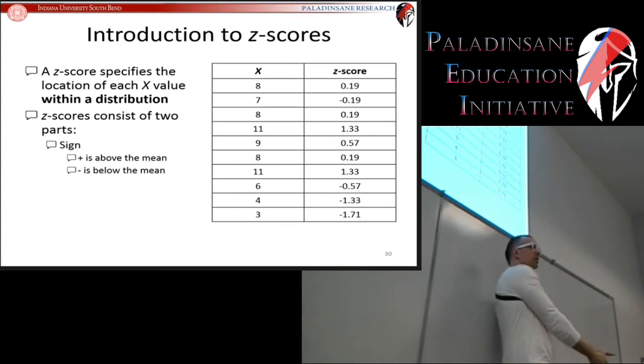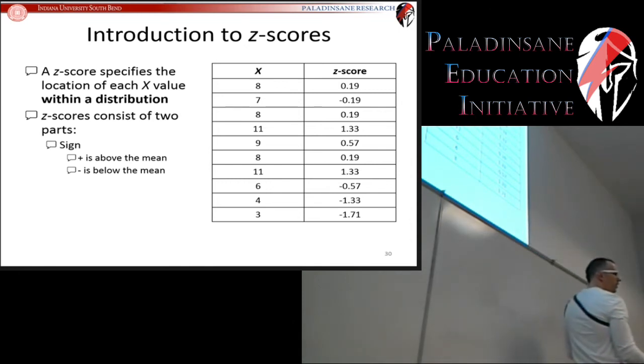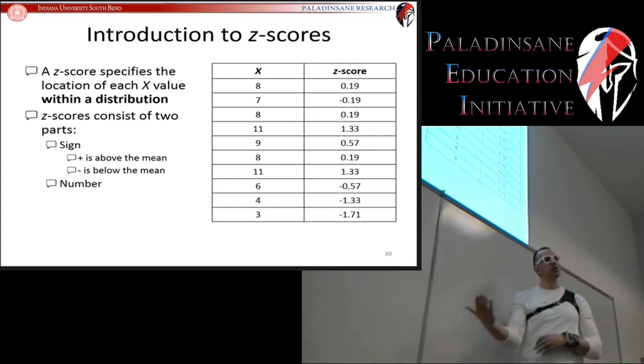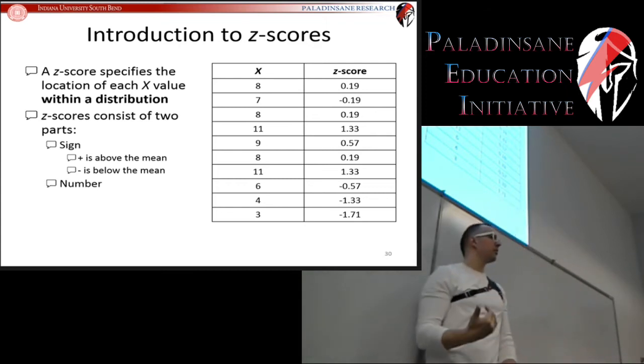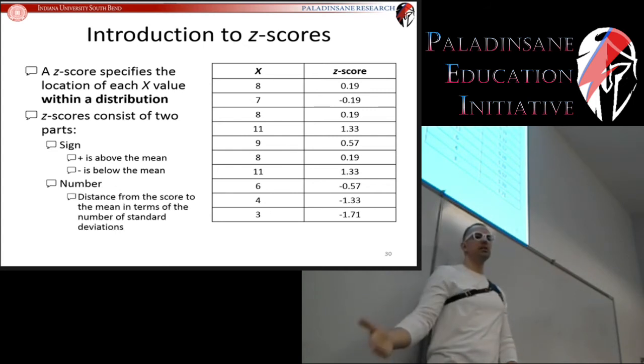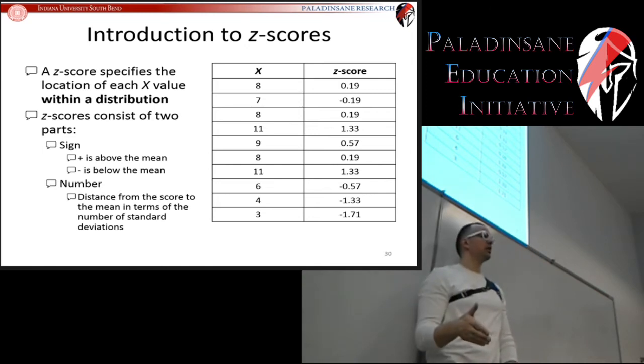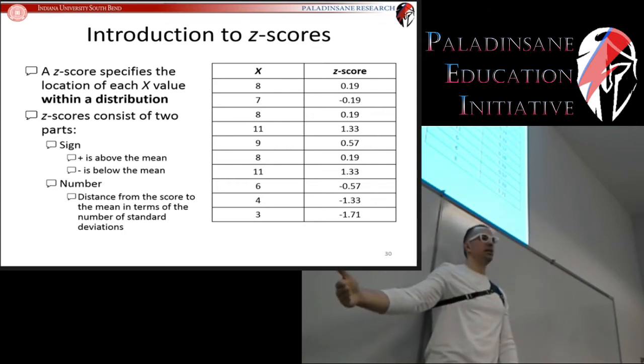If it's negative, it's below the mean because the mean is 0. And then the other part of the z-score is the actual number. So you have the sign, which lets you know if it's above the mean or below the mean. And then you have the number, and the number tells you how far away your z-score is from the mean in terms of standard deviation steps. So because the standard deviation is 1, if your z-score is positive 1, you are above the mean by 1 standard deviation. If your z-score is positive 2, you are above the mean by 2 standard deviations.